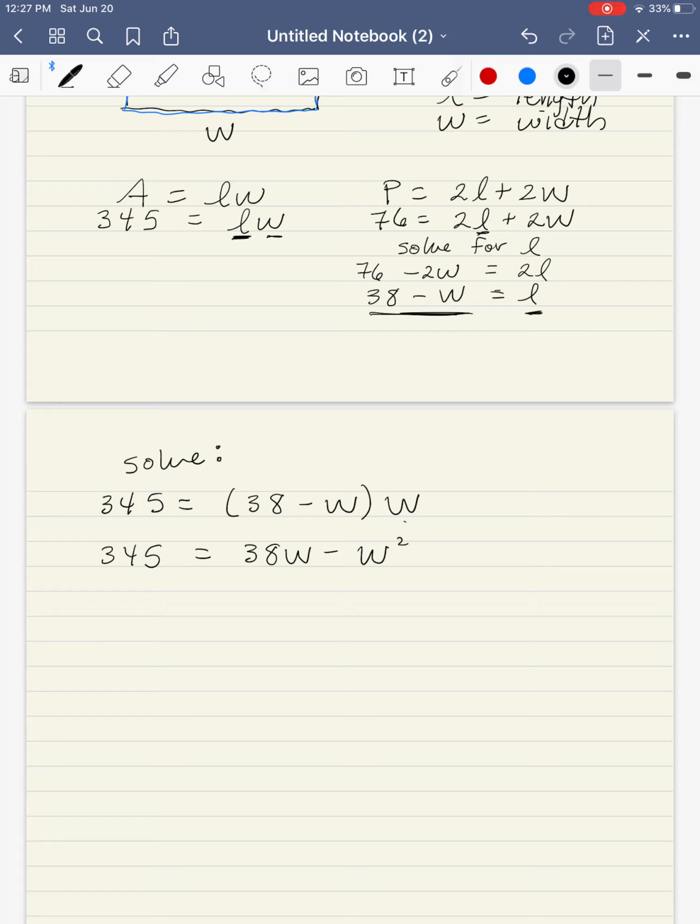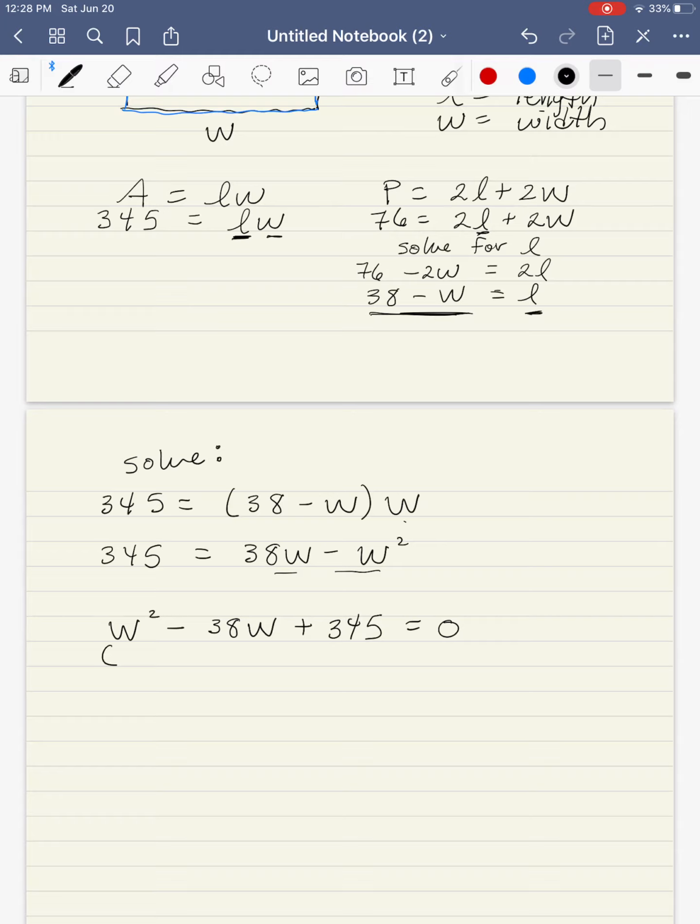All right, so we see 345 equals, distributing the W, 38W minus W squared. Then I want to get this equal to 0, because I have this term, the W term. I want to get this equal to 0, keeping the W squared term positive. So I'm going to bring everything back over to the right. So I'll have W squared minus 38W plus 345, because the 345 stays where it is, equals 0.